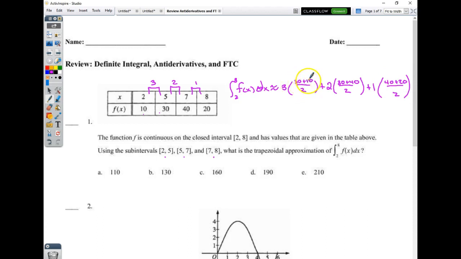So right here, 30 plus 10 is 40, divided by 2 is 20, 20 times 3 is 60, plus, those will reduce, 30 plus 40 is 70, and 40 plus 20 is 60, divided by 2, giving us 30. Add those together and get your final answer of C, 160.